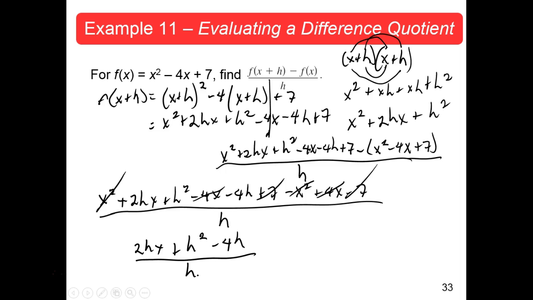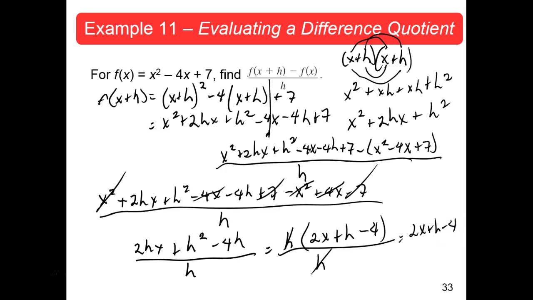Now what can you do with that? Oh, we can factor out an H. Very good. So that would be H times what's left? 2X plus H minus 4. Okay? Divided by H. And now what can you do? They divide away. And here's your difference quotient. 2X plus H minus 4. Okay? Wow. Look how simple that became.